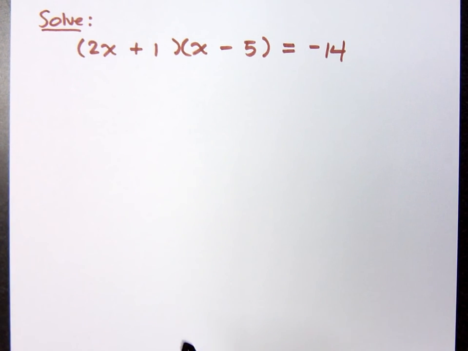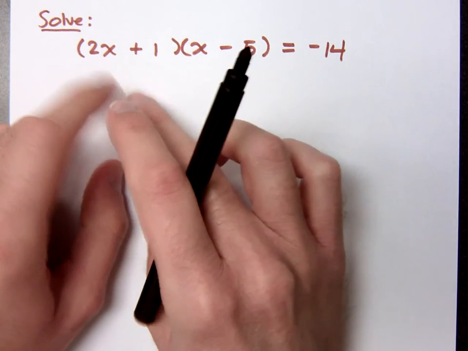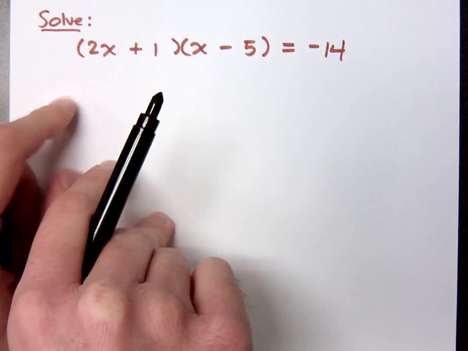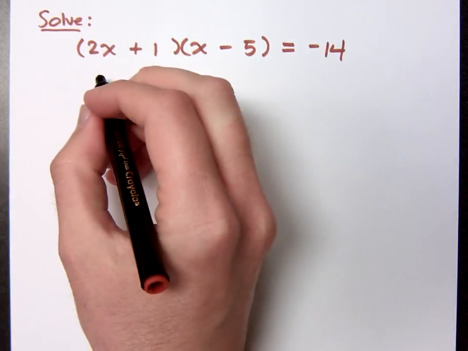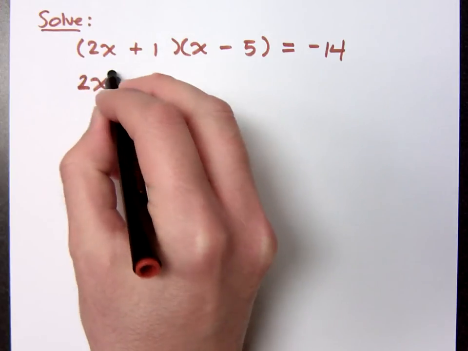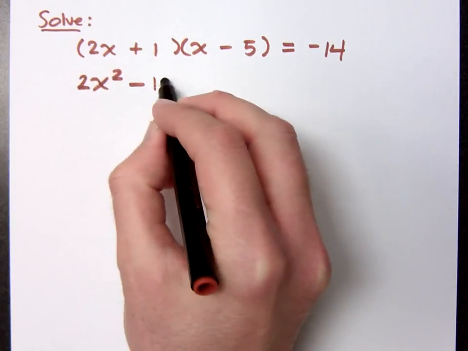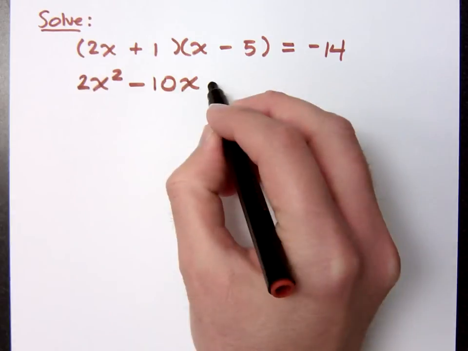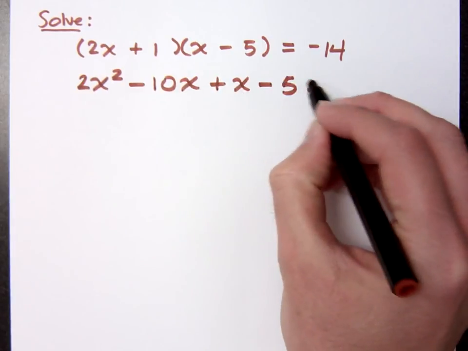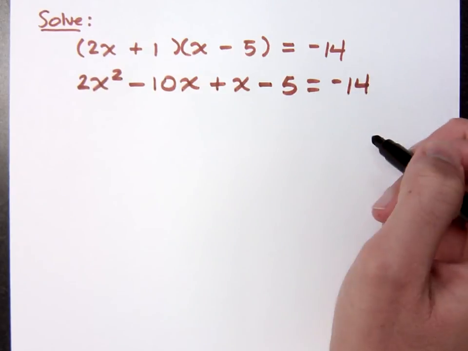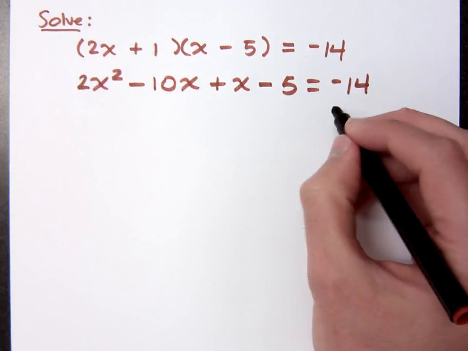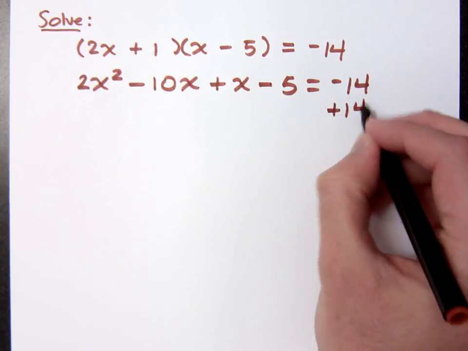But what I would do is unzip the suitcase, put it in there, and then pack the stuff, right? So when I say unzip, I mean FOIL. So when I FOIL this, I'm going to have 2x squared. Outside is minus 10x. Inside is plus x, and the last terms will be minus 5. Now, let me add the 14 back. Let me pack my 14, right?